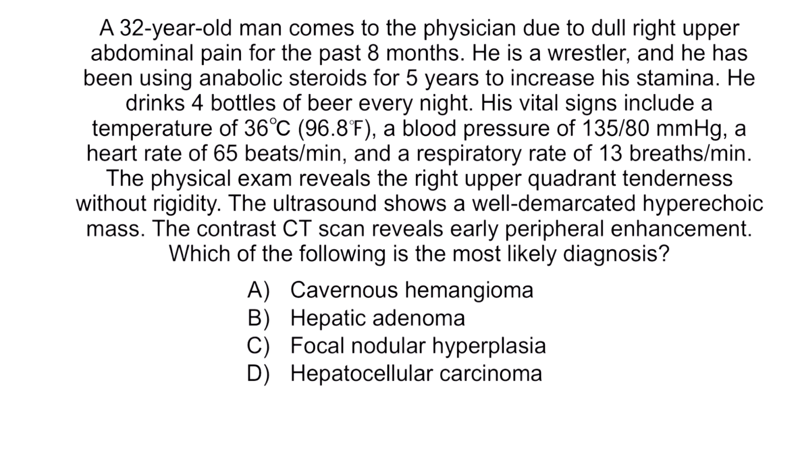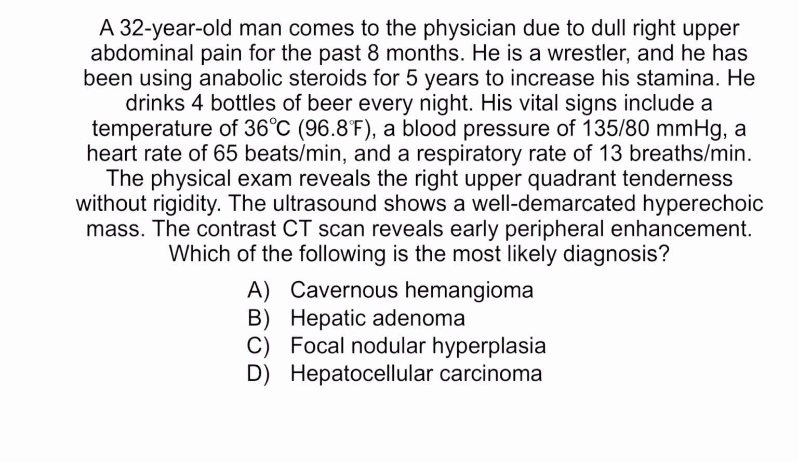A 32-year-old man comes to the physician due to dull right upper abdominal pain for 8 months. He is a wrestler and he has been using anabolic steroids for 5 years to increase his stamina. He drinks 4 bottles of beer every night. His vital signs include a temperature of 36 degrees Celsius, blood pressure of 135/80, heart rate of 65, and respiratory rate of 13. The physical exam reveals right upper quadrant tenderness without rigidity.